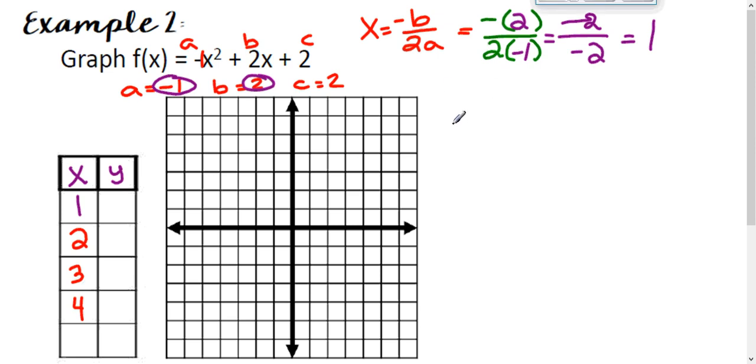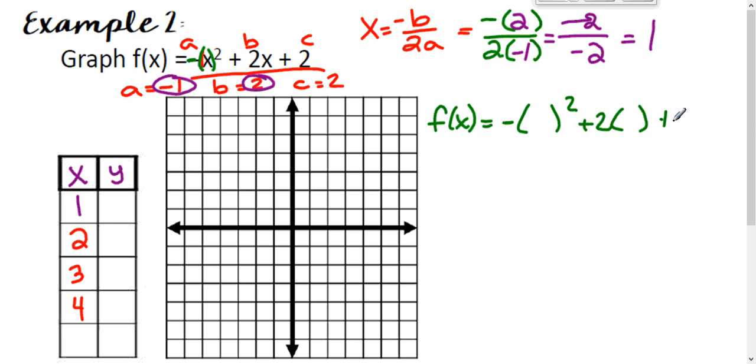Okay, so now we have to go find all of our y values, which means we're going to plug them into this function. But you do have to be careful because there's that negative sitting there. So we're going to put parentheses, and that negative is outside of the parentheses. So our function is f of x equals negative parentheses squared plus 2 with parentheses plus 2. And these parentheses are where you're going to be plugging in our values. So our value in the table is a positive 1.